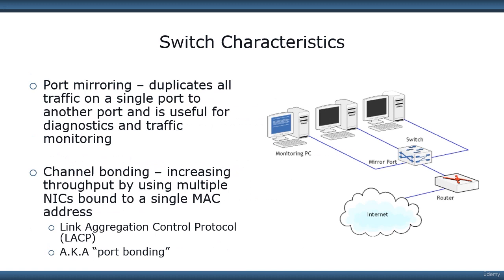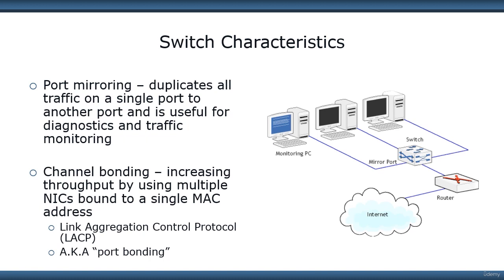There are a lot of switch characteristics that are in the objectives. These are terms that we need to be able to recognize. So port mirroring is a concept of mirroring or duplicating a port. So it says duplicates all traffic on a single port to another port. And this is typically done for monitoring. Traffic monitoring, network diagnostics, something like that.